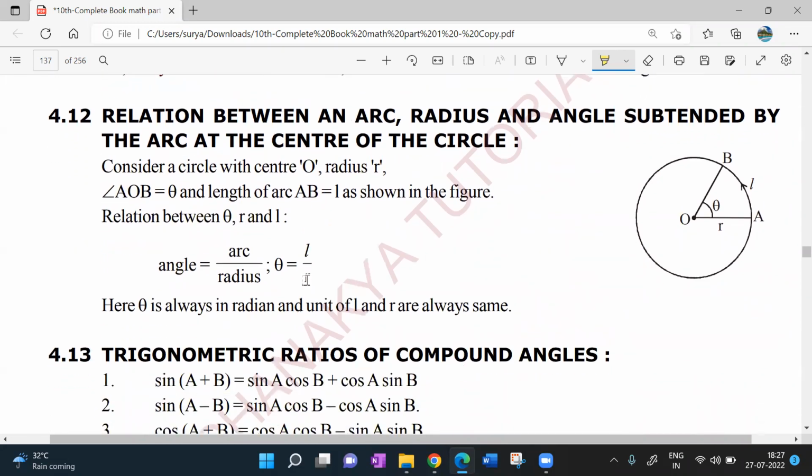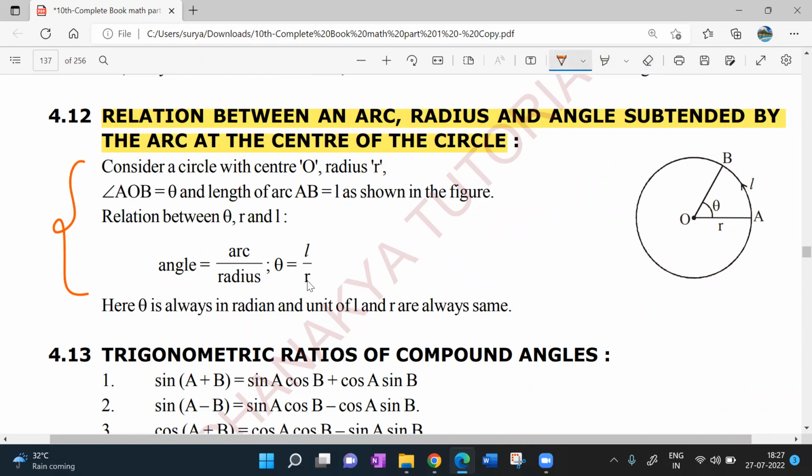And have we discussed this relation between the arc and radius of an angle? Theta is equal to L by R. I think I explained this in the last class. Yes, in the first class, we have covered this. Those who have not gone through this, please go through it.